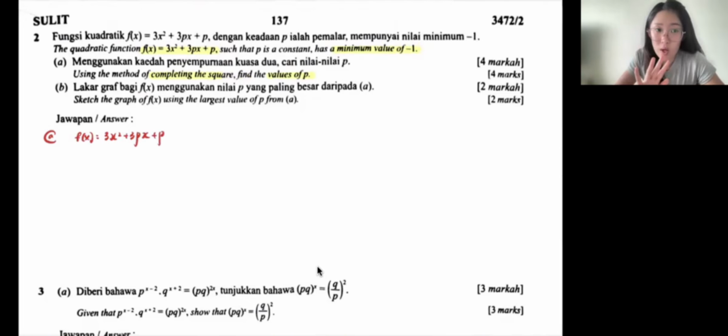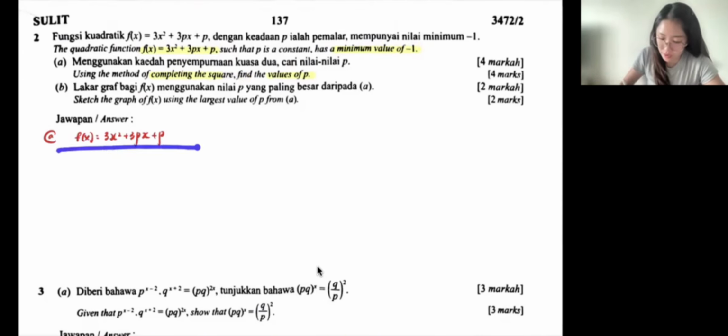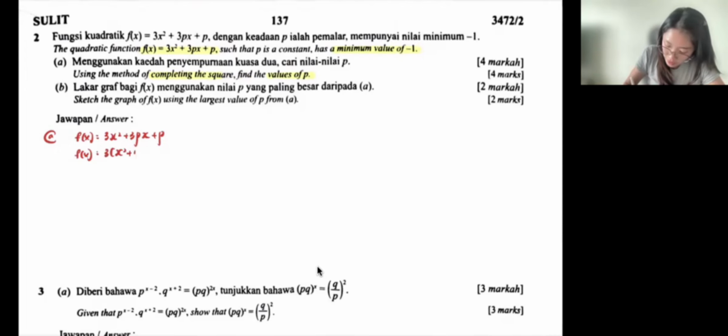Okay, the requirement for completing a square is always your a value has to be +1. So over here, what we have is 3. So how? You cannot divide the whole equation by 3. You cannot do this, okay? Because f(x) over here is blocking. So what do you do? You factorize 3 out. Okay, factorize, each term divided by 3. Okay, so you'll be getting this.